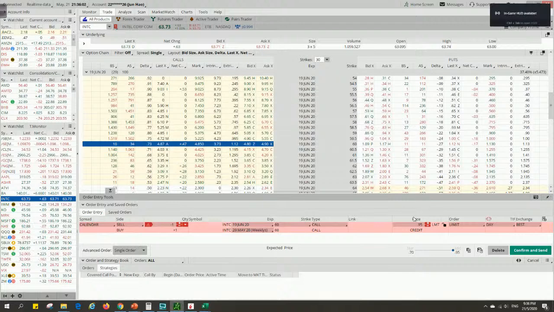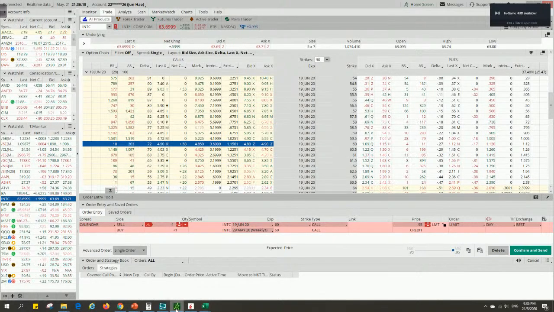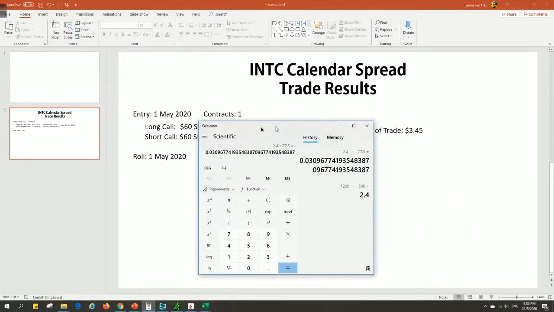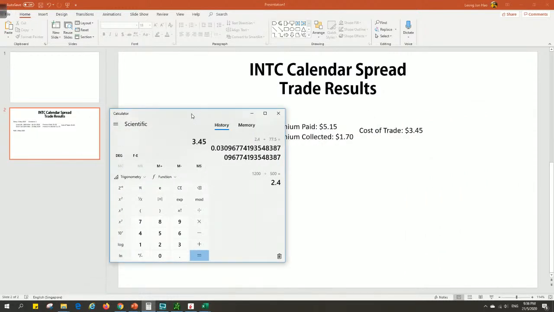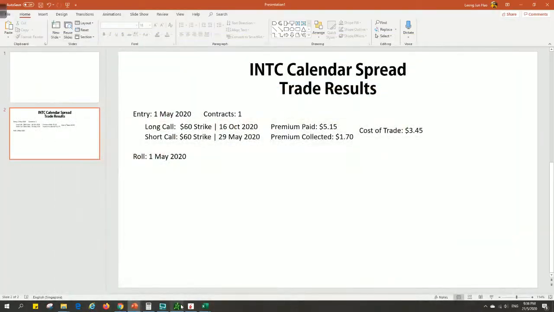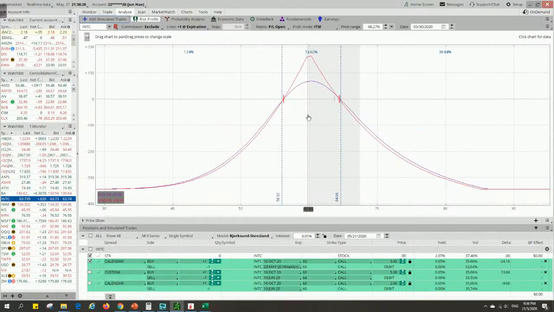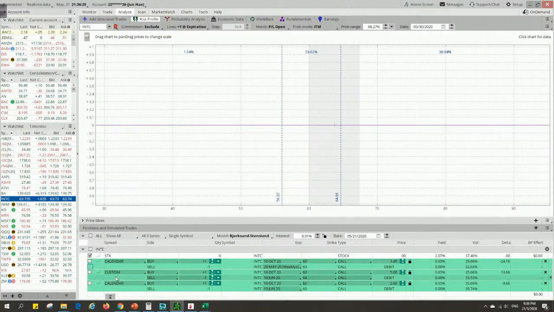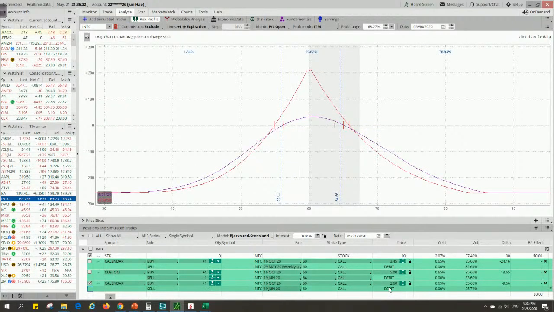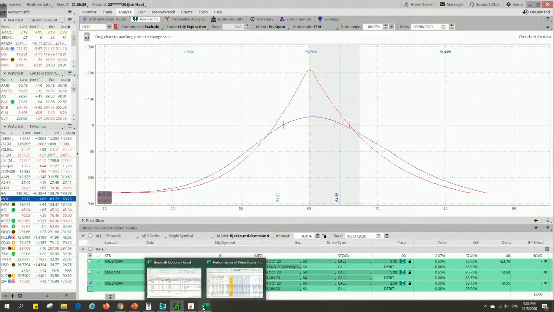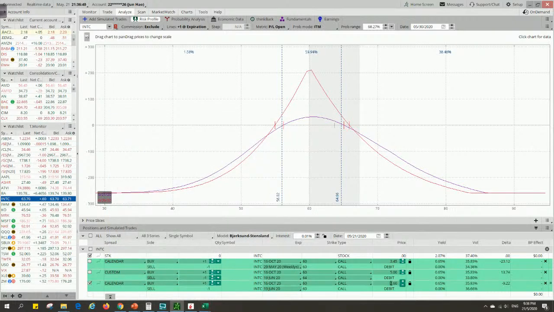And if I were to do this action right now, I'll collect another 95 cents, and that will bring down my cost of the trade to 345 minus 95 cents, which is 250. All right, so go over to analyze, and I've already keyed in the respective trade previously. Where was 250? Yeah.